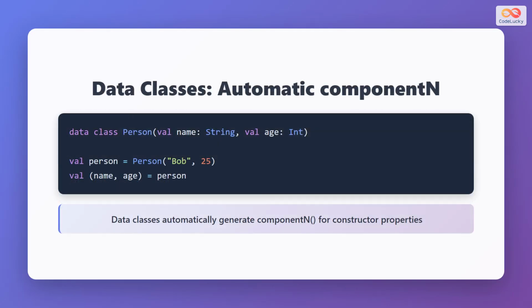Data classes make destructuring incredibly easy because they automatically generate componentN functions for you. When you declare a data class Person with name and age properties, Kotlin creates component1 and component2 functions automatically for all primary constructor properties. This means you can immediately destructure any data class instance without writing any additional code.